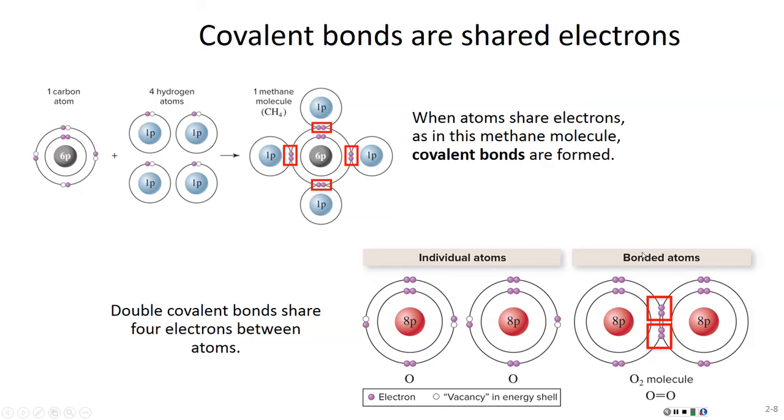So each hydrogen is going to be sharing an electron with carbon. We call these covalent bonds, okay? Covalent bonds are sharing a pair of electrons. A pair is 2, so that means carbon was donating 1, hydrogen was donating 1. So they were sharing a pair of electrons, okay?